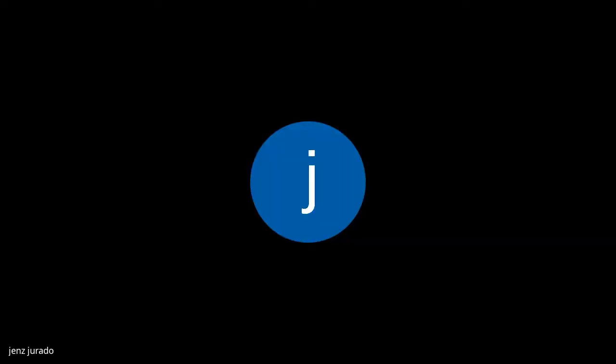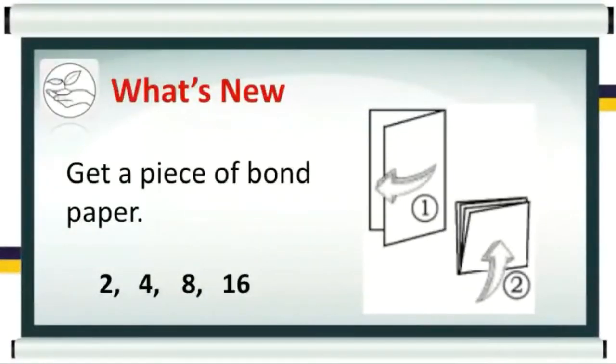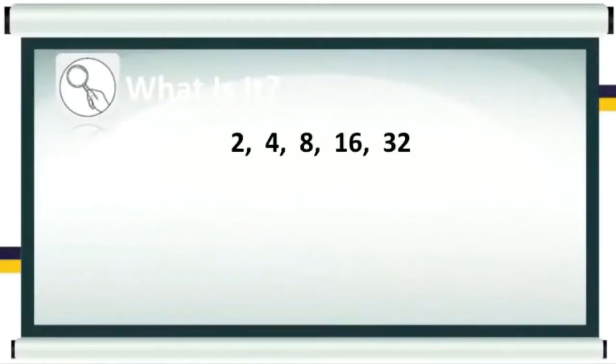What if we fold it the 4th time? What do you think is the next number in the sequence? 16. Should be 16. Okay? For the 5th time, what will be our number of rectangles formed? 32. Now, the numbers 2, 4, 8, 16, and 32 is what you call a geometric sequence. Okay? Now, what is a geometric sequence then?